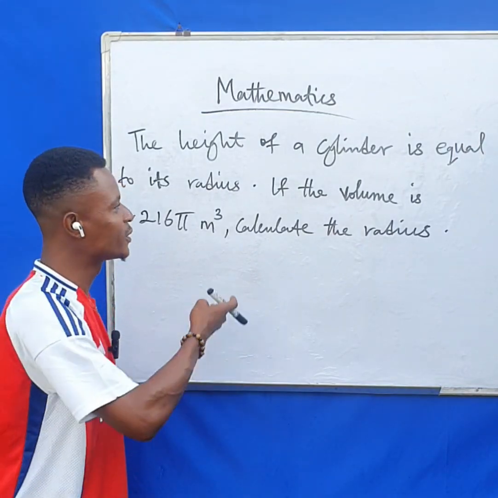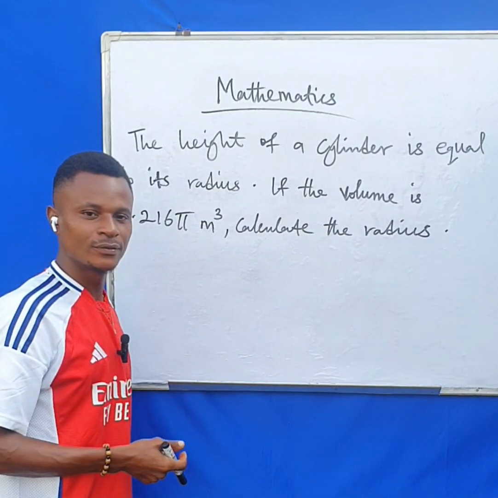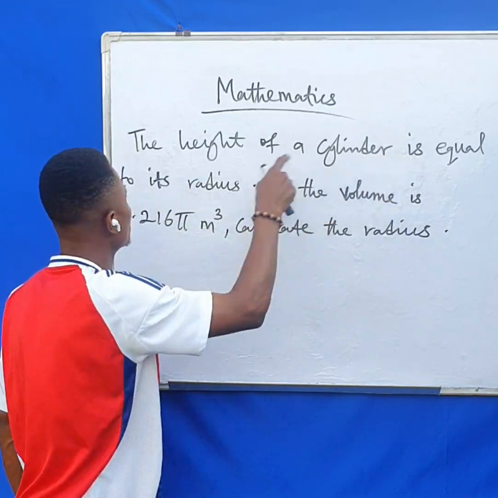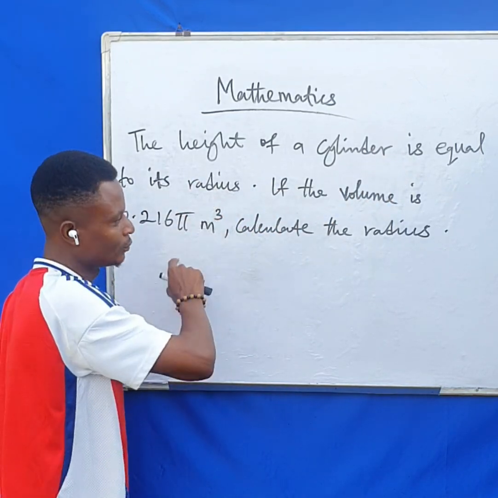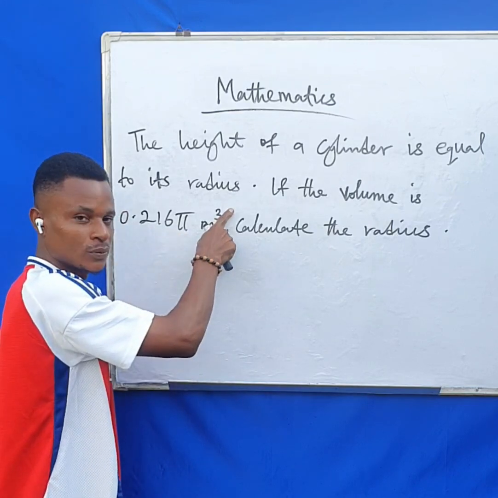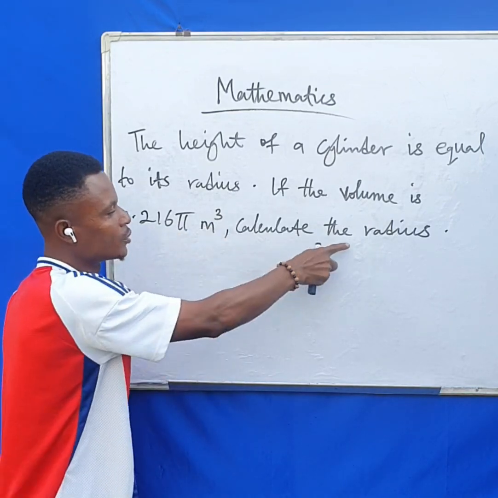Let me show you how to solve this kind of math question on the board. The question says, the height of a cylinder is equal to its radius. If the volume is 0.216 pi meters cubed, calculate the radius.